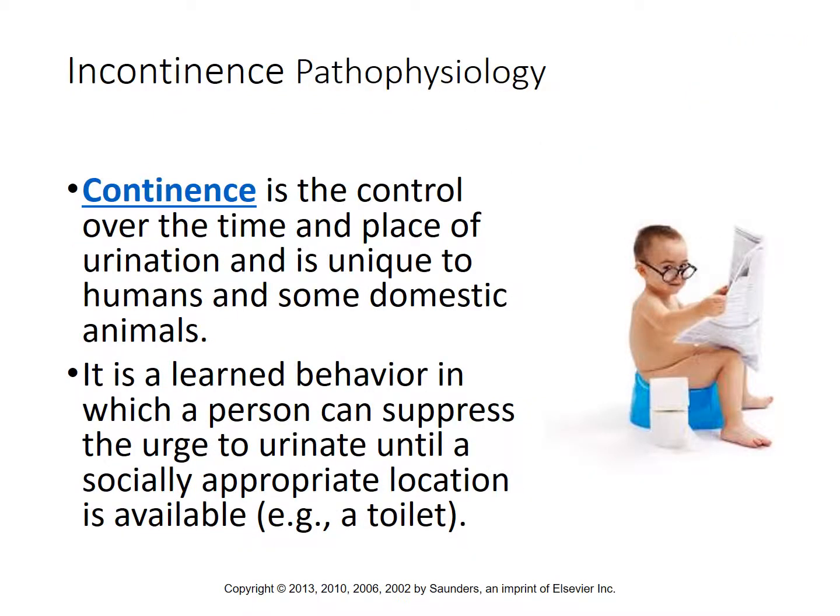Let's talk about incontinence, everyone's favorite topic. Continence is the control over the time and place of urination and is unique to humans and some domestic animals. So we can control when we go to the bathroom. So we can stay in class for an hour and know that our break is coming up and we can control ourselves. It is a learned behavior in which a person can suppress the urge to urinate until a socially appropriate location is available.